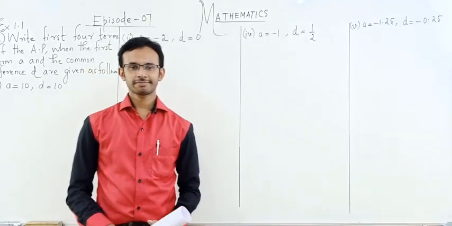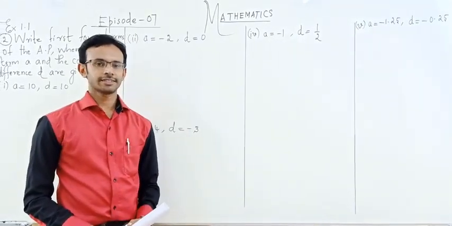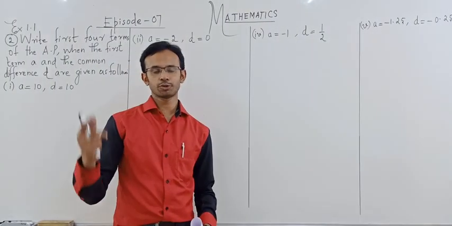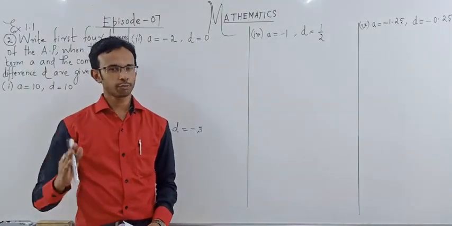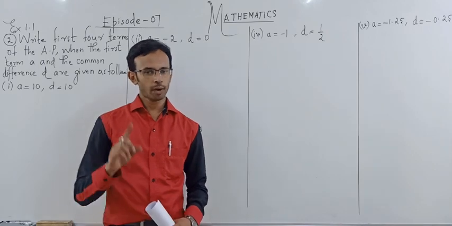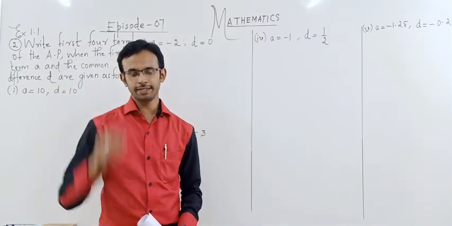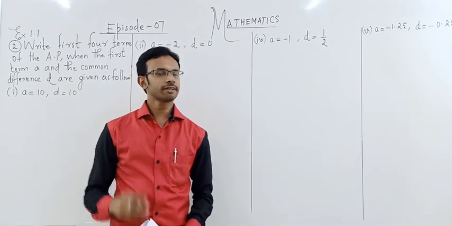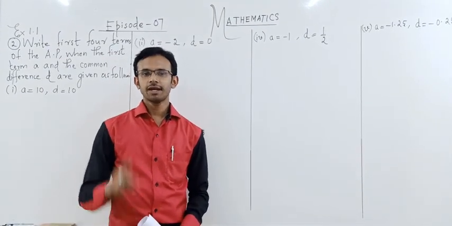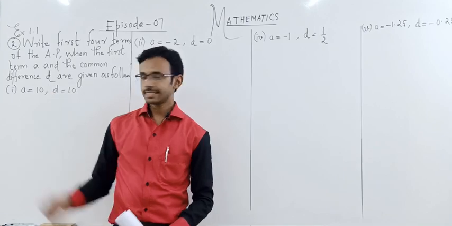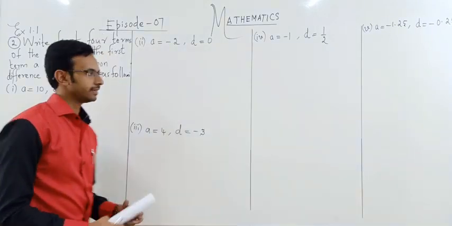Good evening, students. This is episode 7. Last episode you all saw arithmetic progression, first exercise 1.1, and it was exercise 1.1 only, first main, and it had 4 problems and 4 situations given to us. Now it's time to go for the second main, which is given in this way.